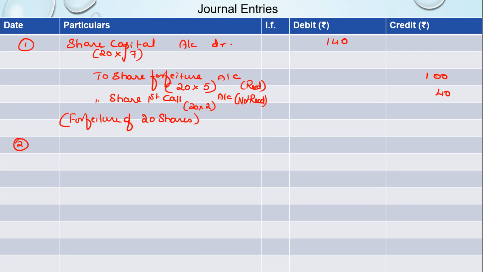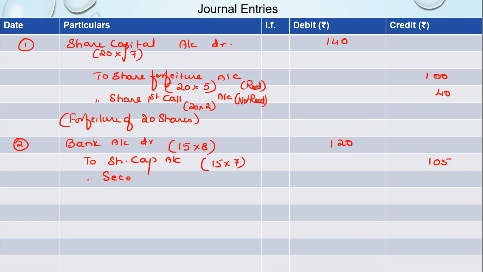In the reissue entry, they have been reissued with 8 rupees being collected. So bank account debit. How much? 15 shares are being reissued, not the entire 20. Into how many rupees? 8 rupees. So 120 rupees is being received. But what goes into the share capital would be the paid up value. They are considering that as if 7 rupees is paid up. So 105 goes here. And the extra 1 rupee that is being collected is premium, which has to go into securities premium reserve account. That is 15 into 1, 15. This is on reissue of 15 forfeited shares.